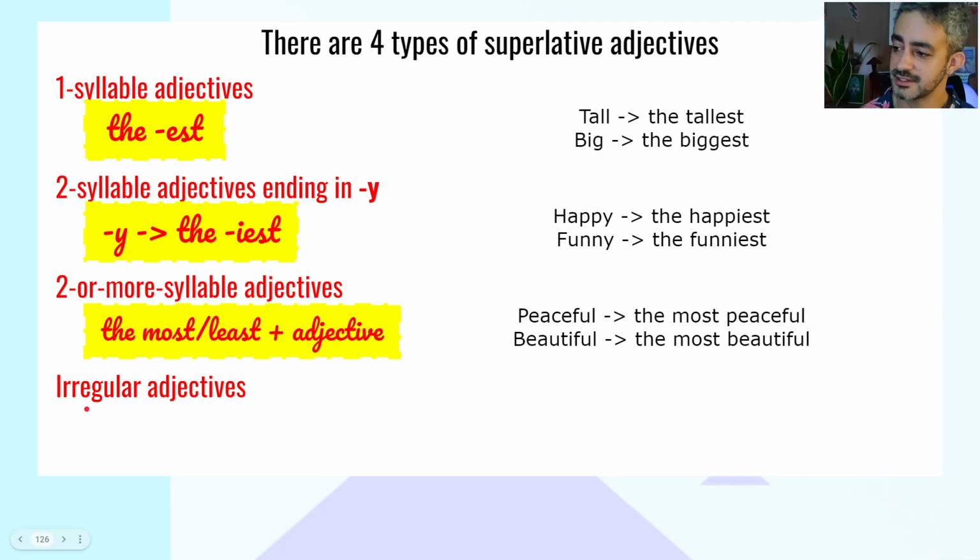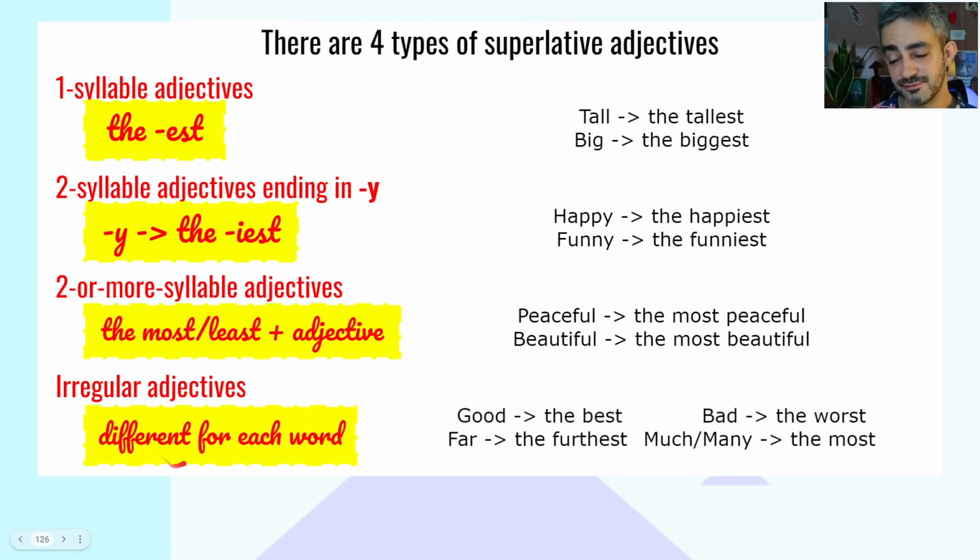And irregular adjectives, as you know, maybe, hopefully, irregular means there is no rule. So in this case, it's different for each word. Good can be the best, bad is the worst, far is the furthest or the farthest with an A, much or many is the most.